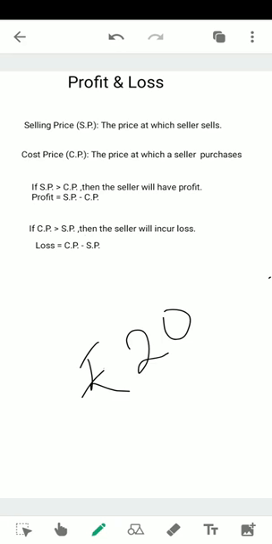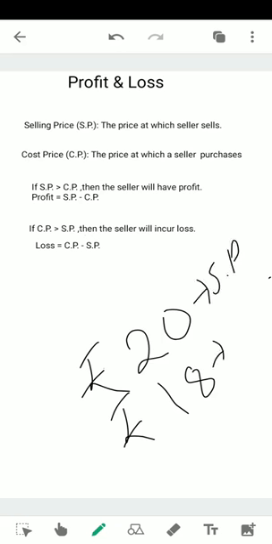But since the shopkeeper is not the one who produces that product, he also needs to purchase it from somewhere, right? So he also has to incur some cost. So cost price is the price at which a seller purchases a certain product from the producer. Okay, so let us imagine that the cost was rupees 18. So if you see over here, your SP is more than your CP, right? Your SP is more than your CP. So if you are selling it at a higher price than what you purchased it for, then you are gaining something, right? So gaining something, as I've told you at the beginning, means profit.